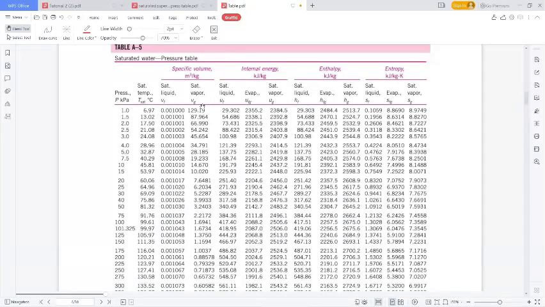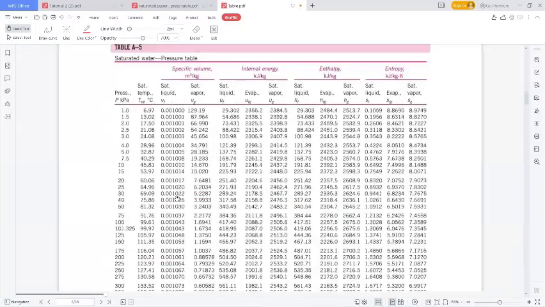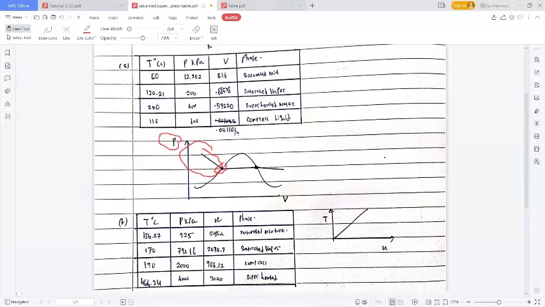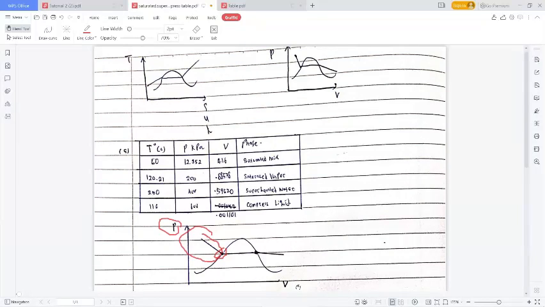Since the condition is compressed liquid, we need to refer to VF. So the property for VF, saturated pressure water, will be approximately equal to compressed liquid. So the value will be 0.001101. So that's why the answer will be 0.001101 for the compressed liquid at 110 degrees C and at 600 kPa.